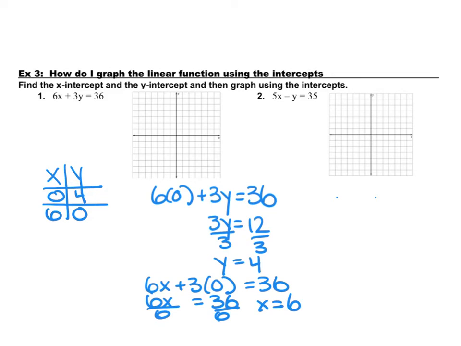So let's go ahead now and we're going to plot these intercepts. I have then 0, 4. I'm going 0 and then up 1, 2, 3, 4. So this is my y-intercept at the 0, 4. And notice then we have 6, 0, and that's going to be the x-intercept. 1, 2, 3, 4, 5, 6. All right, there it is. And now once you have 2 points, remember you only need 2 points to graph a line. So now I'm going to then connect the dots and I will have that graphed.